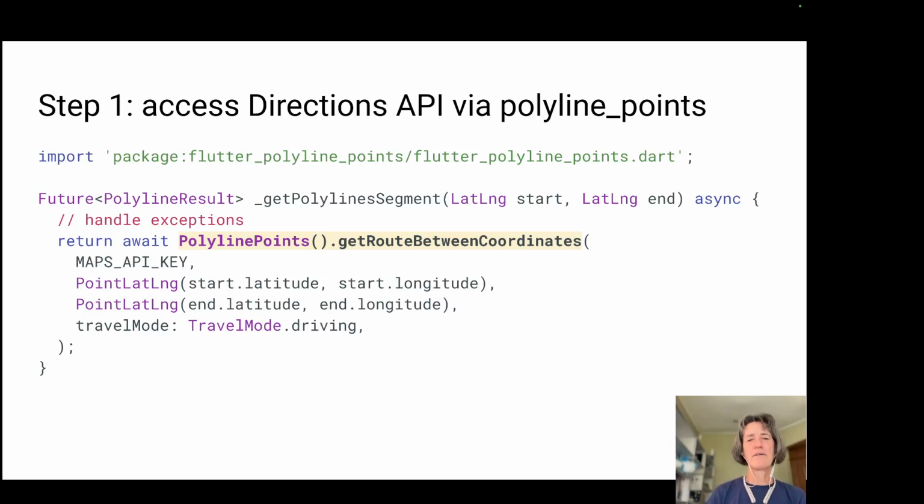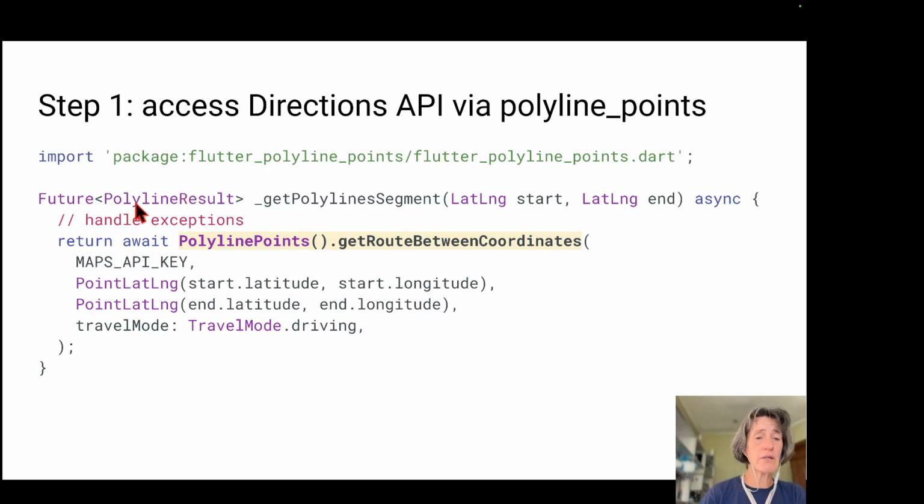All right, so what did I need to do? In step 1, I wrote this function get polyline segment that takes a start and an end. And here I'm using the third-party package Flutter Polyline Points. And more specifically, I use this get route between coordinates function. This takes the API key because it's doing an API call. It takes the start and the end, and then it also takes a travel mode.